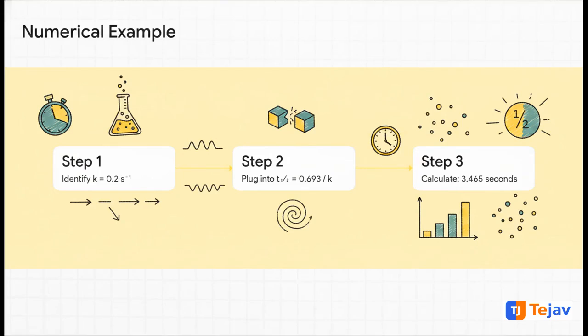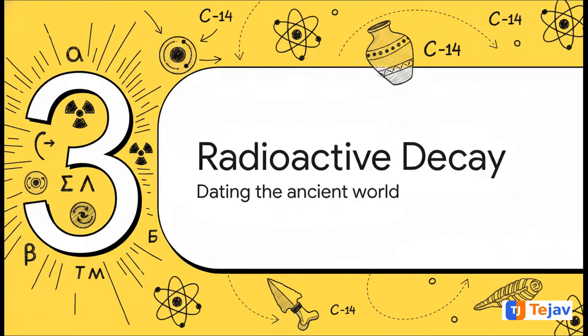Let's put some numbers to it, just like you'll see on a test. Step 1, let's say your rate constant K is 0.2 inverse seconds. Step 2, you literally just plug it into the formula, so T-half equals 0.693 divided by 0.2. Step 3, do the simple division, and boom, T-half equals 3.465 seconds. That means every 3.5 seconds, half of this specific substance will vanish. Pretty simple, right? Moving on to Section 3, radioactive decay and carbon-14.